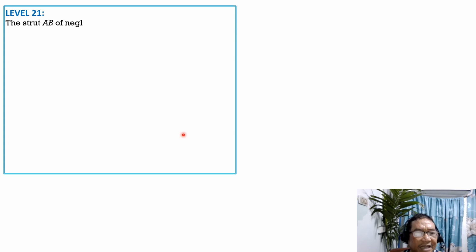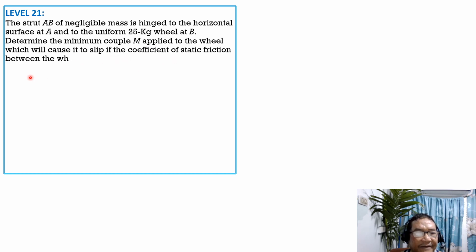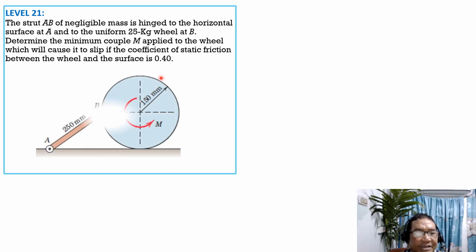Level 21, the strut AB of negligible mass is hinged to the horizontal surface at A and to the uniform 25 kilogram wheel at B. Determine the minimum couple M applied to the wheel, which will cause it to slip if the coefficient of static friction between the wheel and the surface is 0.4. So remember, the condition here is that the wheel is on the verge of slipping, and the coefficient of static friction between the wheel and the surface is 0.4.